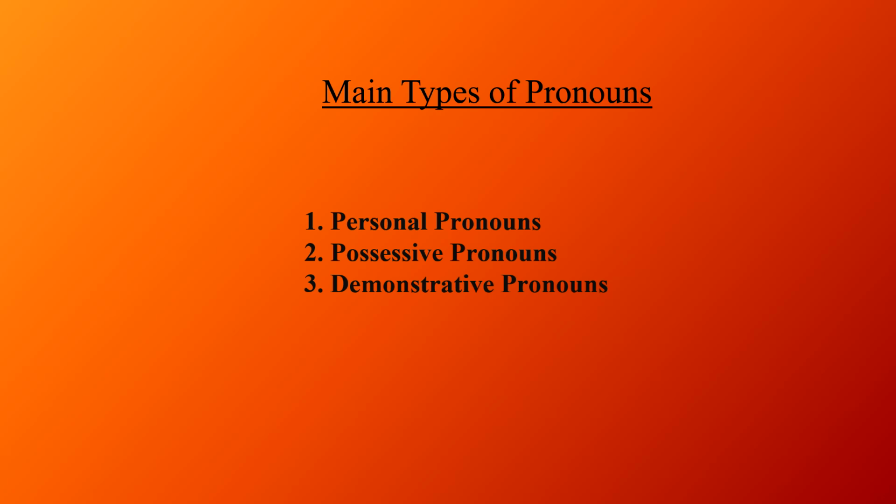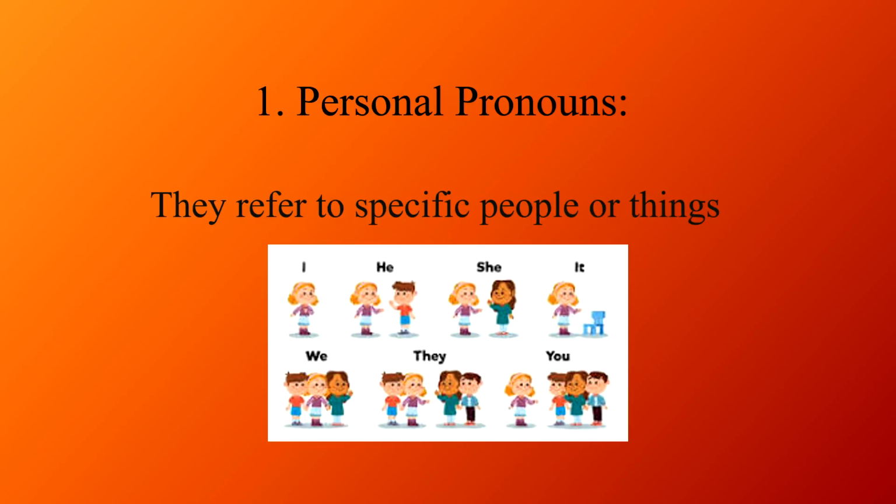There are many types of pronouns. Today we will learn about the three most common and important types. First, personal pronouns. Second, possessive pronouns. And third, demonstrative pronouns. Let's start with personal pronouns. Personal pronouns are words that refer to specific people or specific things. They change based on who is speaking, who is being spoken to, or who is being spoken about. They also change if they are doing an action or receiving an action.